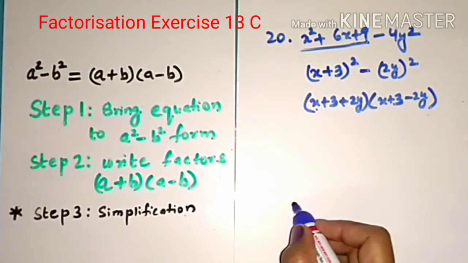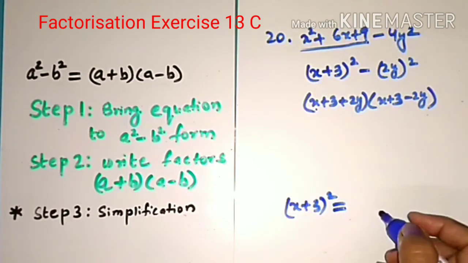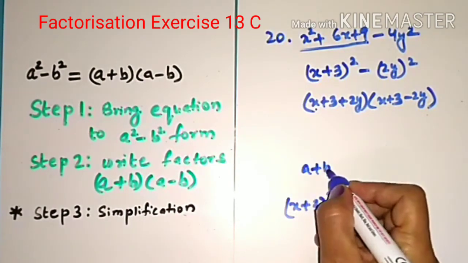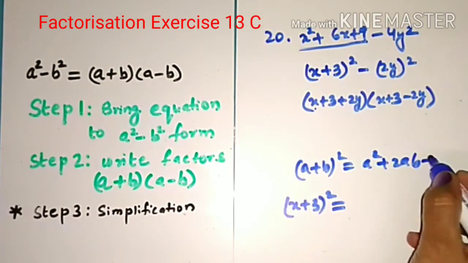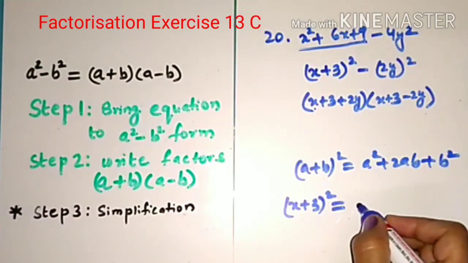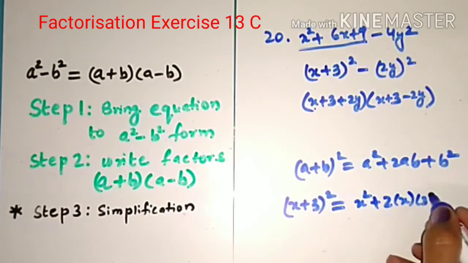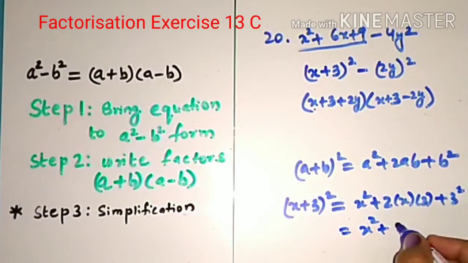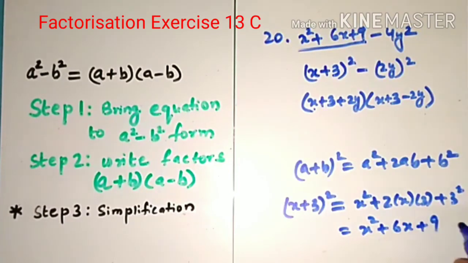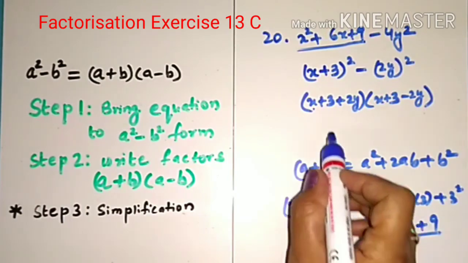We will check (x plus 3) whole raised to square by using the identity (a plus b) whole raised to square is equal to a square plus 2ab plus b square. This will become x square plus 2 into x into 3 plus 3 square. This is x square plus 6x plus 9. We had this here, and instead of this we have written (x plus 3) whole raised to square.